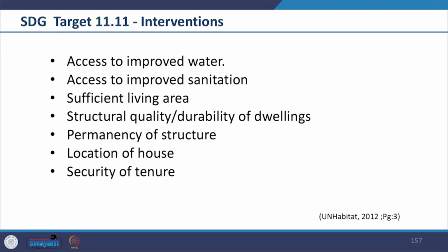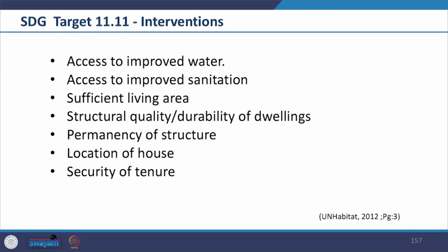Then we see access to improved sanitation. Next, we see sufficient living areas. So as you have seen, what are the problems? You have also seen how we define it. So these become the parameters. How do we really see whether our conditions are improving or not? So we judge the sufficient living area. Does the household dwelling unit provide sufficient living area to all its members? If not, more than 3 people share the same habitable room.